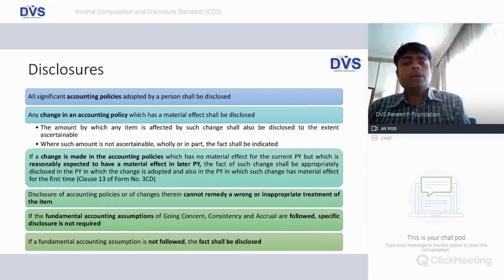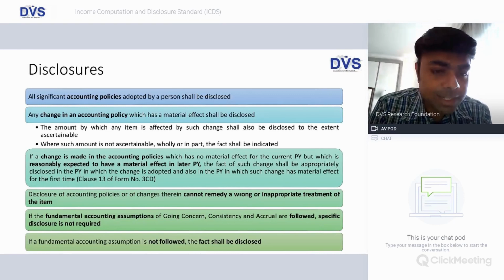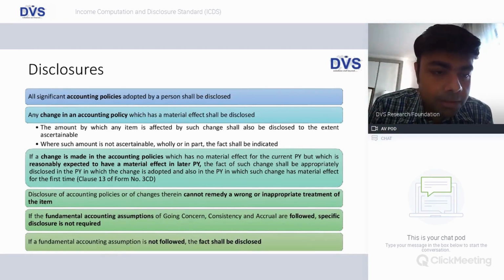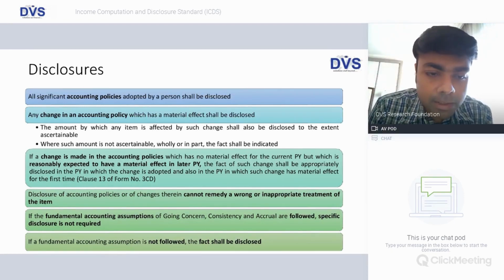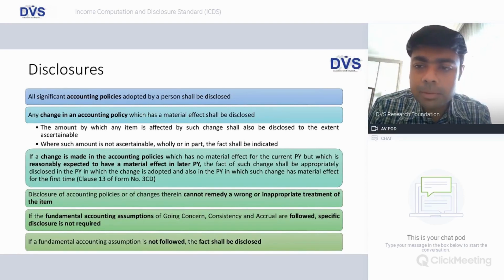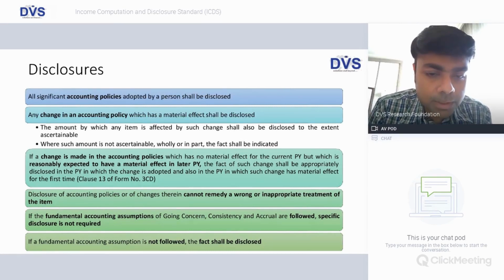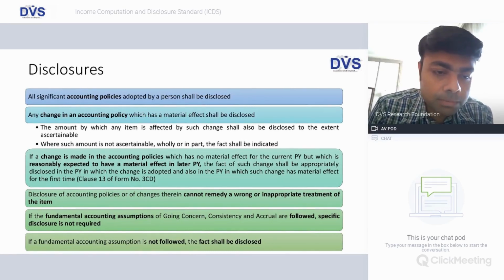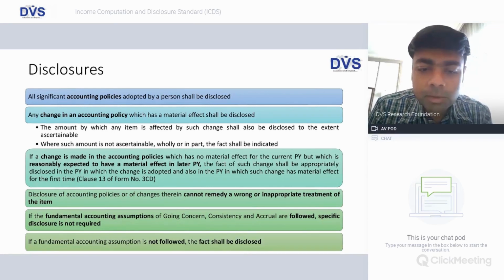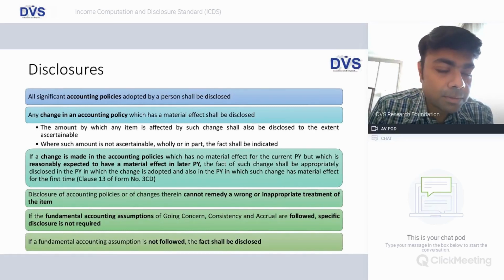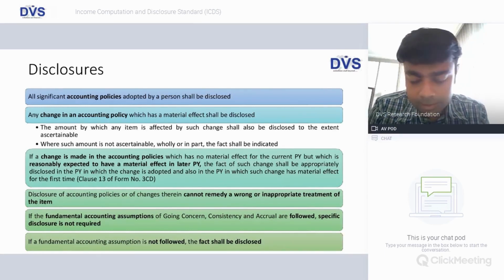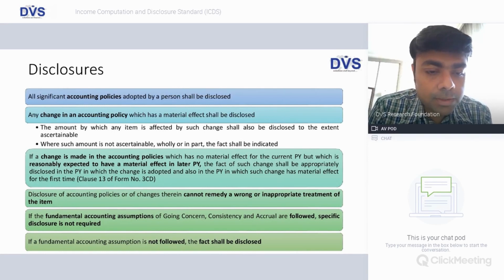What are the disclosures required? All significant accounting policies, any change and why the change is being made need to be very clearly disclosed. And if a particular change does not have an immediate impact but has an impact over future years, that also needs to be mentioned. Disclosure of accounting policies or changes cannot remedy a wrong or an inappropriate treatment of an item, which we call a qualified reporting. Such issues will not have an impact as far as tax accounting standards are concerned.